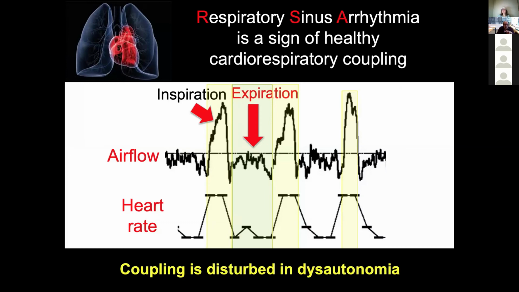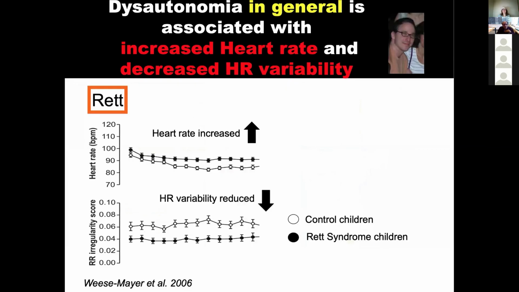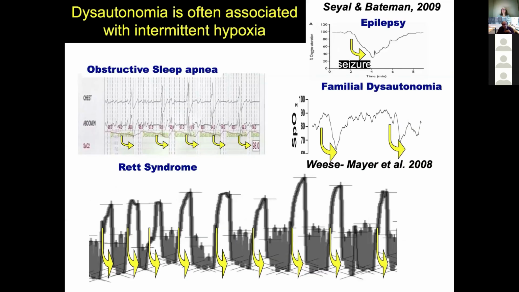And this coupling is disturbed in many disorders like dysautonomia. This is just an example from a child with Rett syndrome, and you can see that the heart rate variability is dramatically reduced compared to control children. Many of these dysautonomia disorders are also associated with intermittent hypoxia. In Rett syndrome, these are breathing traces. You can see these children have long breath holds, which then make them hypoxic.